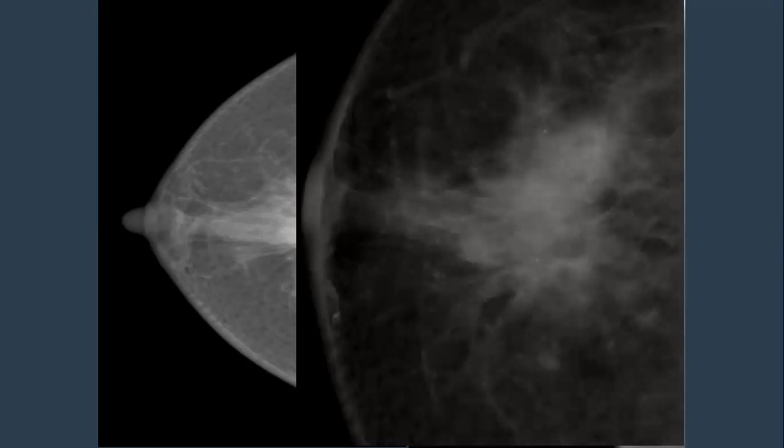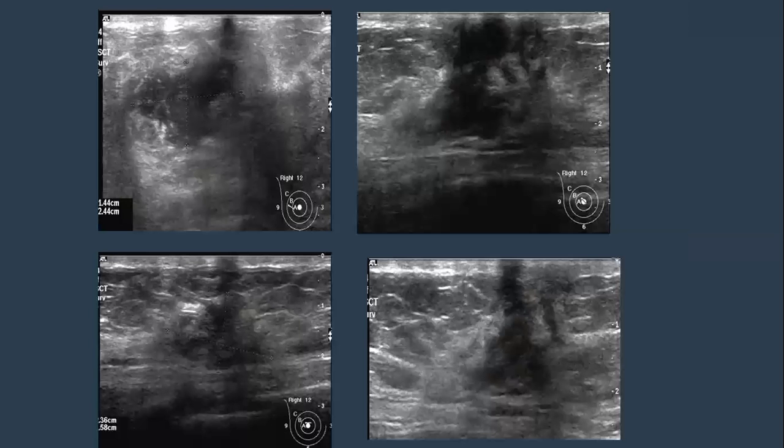The spot view confirms the architectural distortion. Only architectural distortion? No. There is a spiculated mass. There is a mass, yes. There is an irregular mass with extensive architectural distortions. Okay, this is the ultrasound. See, look, see the mass.